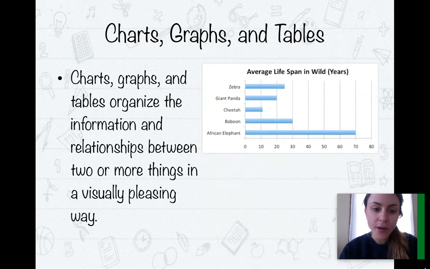Then we also have a bar graph here as well. This bar graph shows the average lifespan of some animals in the wild. So based upon looking at this graph, I can tell that the cheetah lives the shortest amount of time in the wild, whereas the animal that lives the longest in the wild is the African elephant.